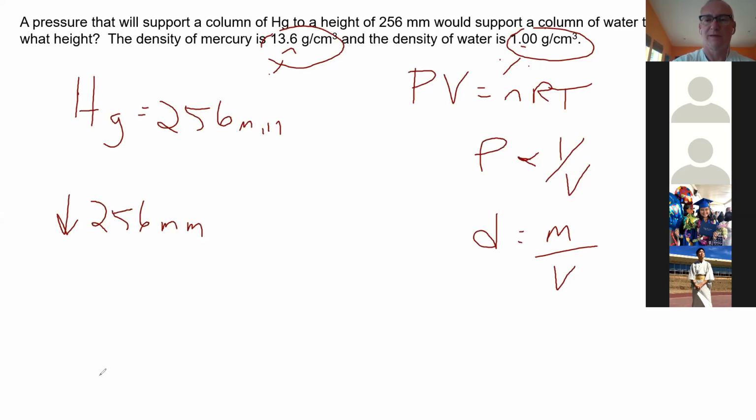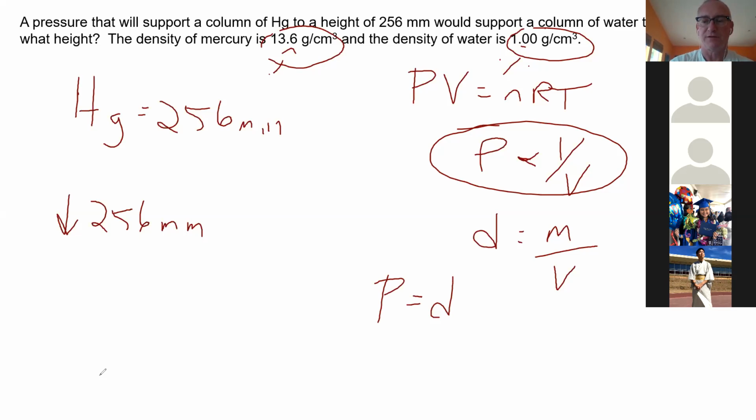Our relationship between pressure and volume is that pressure is related to 1 over the volume. As pressure goes up, volume goes down. Density is related to 1 over the volume as well. So what's my relationship between pressure and density? Should it be direct or indirect? Direct, yeah.